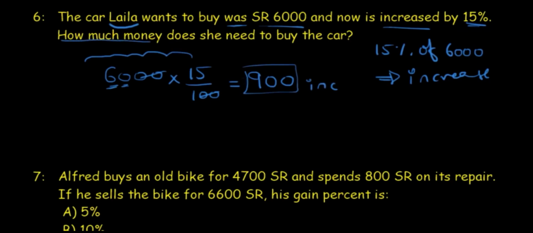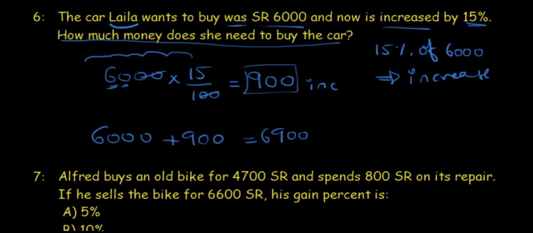What do they want? How much money does she need to buy the car? So the car was 6,000, and now she needs another 15% of that, which is 6,900 Saudi riyals, is it? That's it, that's your answer. By the way, you can do it in multiple ways. Like I was about to use the percentage formula back there. You can use this procedure over here. Some people will just use their common sense and conclude to the answer straight away. Really up to you, whichever works out the best, as long as that's the final answer.